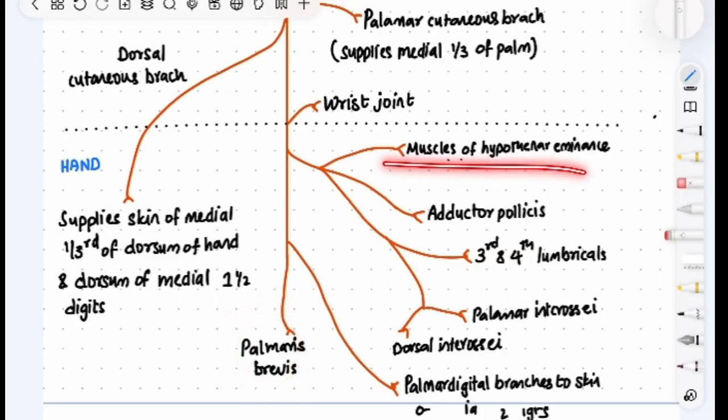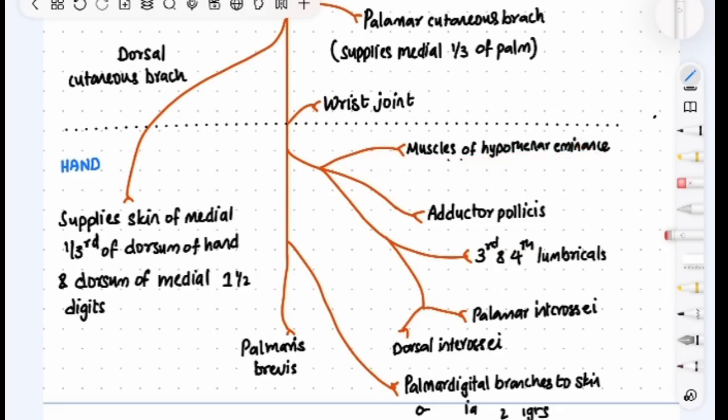Try to remember muscles of hypothenar eminence, adductor pollicis, third and fourth lumbricals, palmar, dorsal interossei, and palmaris brevis. When we talk about muscles of hand, we'll be discussing this again. Don't worry. But if you have any doubts, please do comment in the comment section.